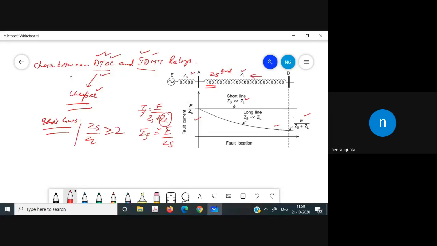If the ratio of Zs and ZL is greater than or equal to 2, then the DTOC relays are recommended as compared to IDMT relays, because in that case the current is approximately constant, and as a result the inverseness of the characteristics cannot be exploited if we are using the IDMT relays, which are costly as compared to the DTOC relays. So this is about the choice between the IDMT and DTOC relays.